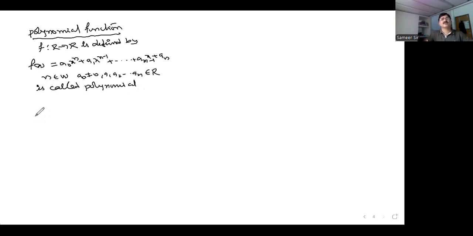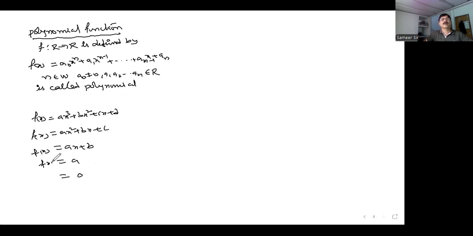Here, suppose I'm writing polynomials like this: ax cube plus bx square plus cx plus d is one. Another one, ax square plus bx plus c. Another one, ax plus b. Another one, a. Another one, 0. So these are all different polynomials, examples I wrote here.